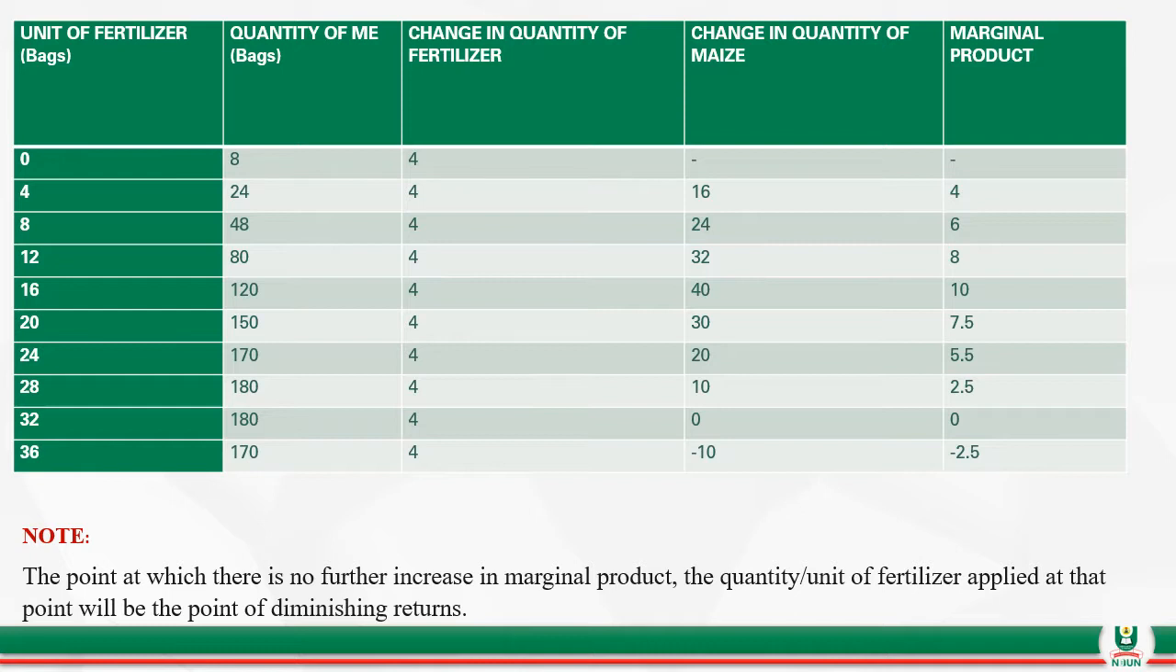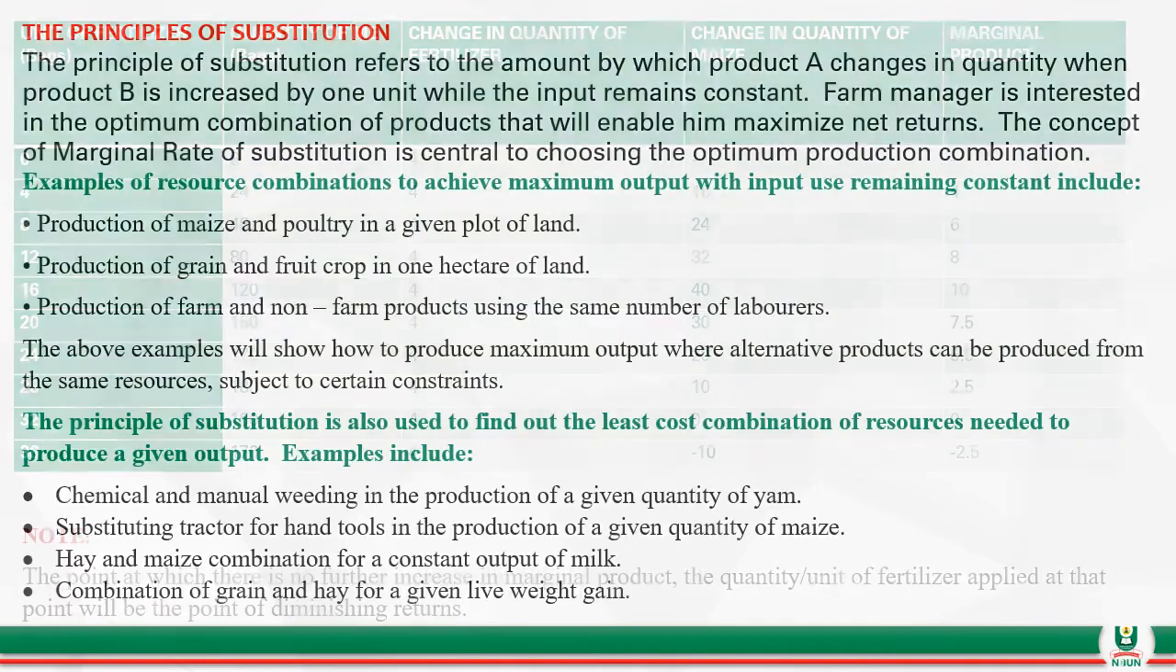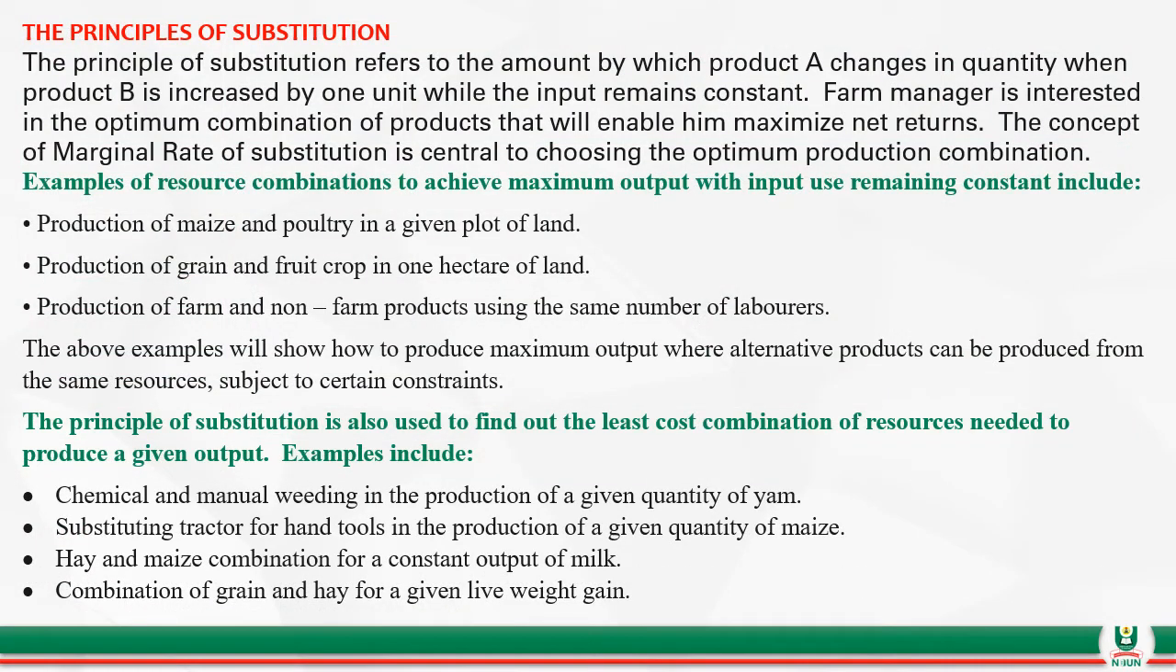So at this point, when it reaches 180, there is no further increase here, it's 0. And then if you continue, it gives you negative. So the farmer, if he continues to add and add, ends up operating at a loss beyond the point of diminishing returns.